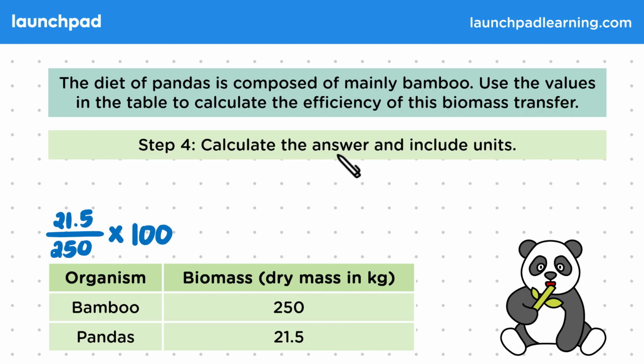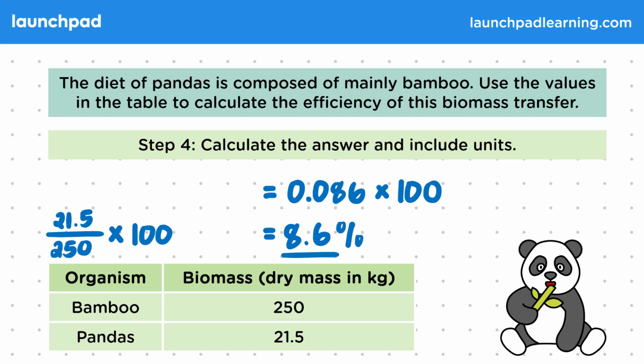Step 4, calculate the answer and include the units. So if we run this through a calculator, we find out this is equal to 0.086 times 100, which equals 8.6%. Remember, you always need to consider the units of an answer, and as we're working out a percentage, we must include this percentage sign.